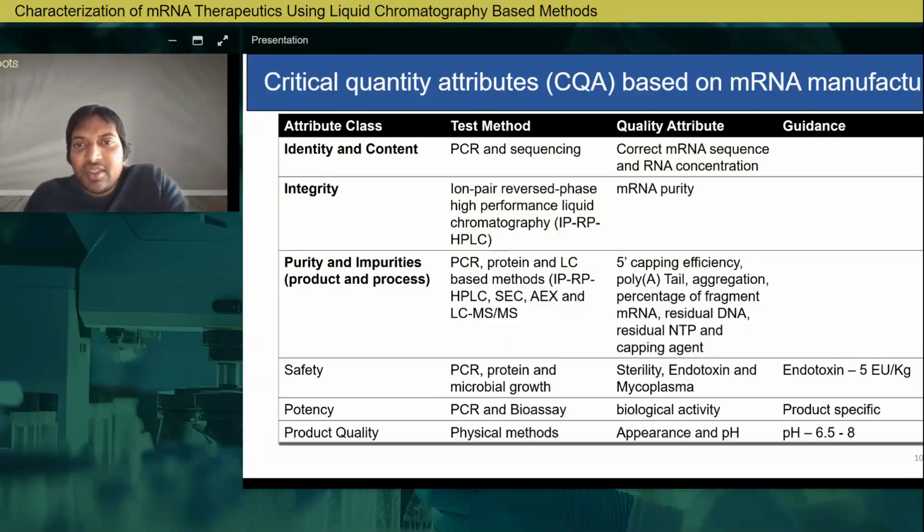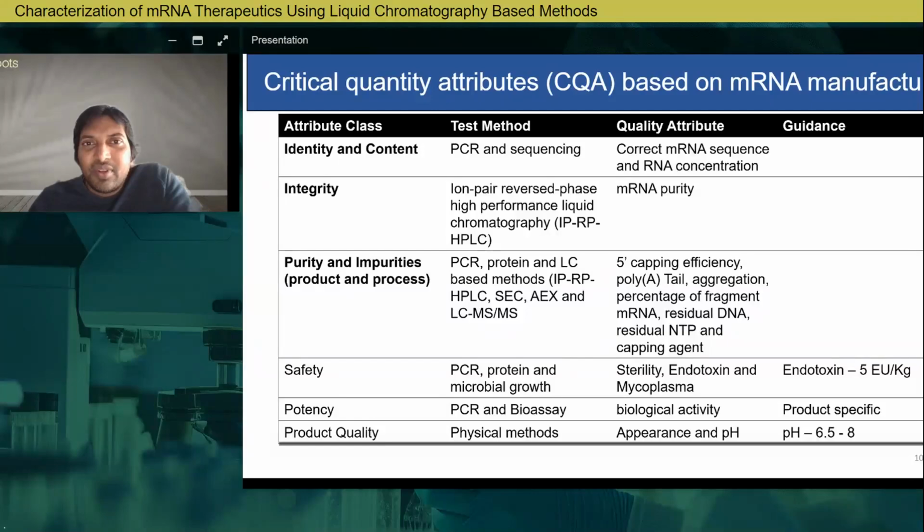When you look at safety, these are compendial methods people use for sterility, endotoxin, and mycoplasma. Potency is mostly based on PCR or a bioassay, a cell-based assay for biological activity. It's very product based, and product quality is more like appearance and pH. These are physical methods we apply.